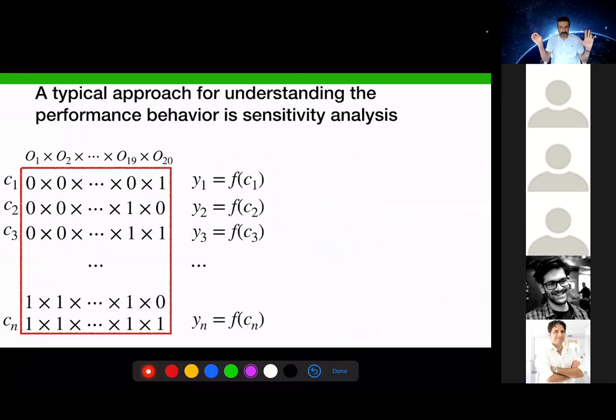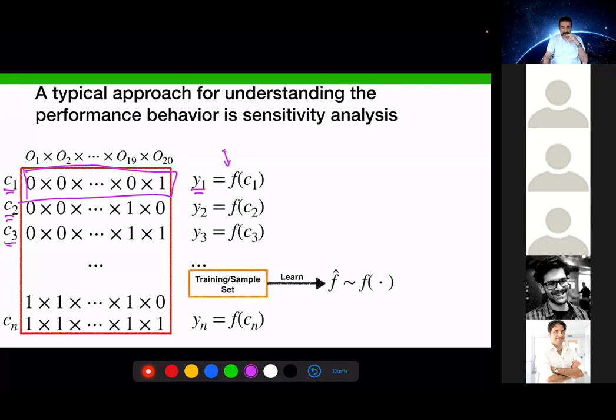And then a typical approach for understanding performance behavior is doing some sensitivity analysis. So we have a bunch of different configurations. A configuration is a particular instantiation of each option, right? We collect a bunch of data. Data is basically measurement with respect to particular objectives that we have. And then we use part of the data for training a model.